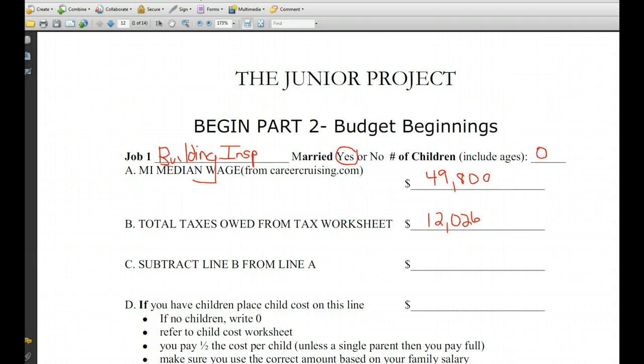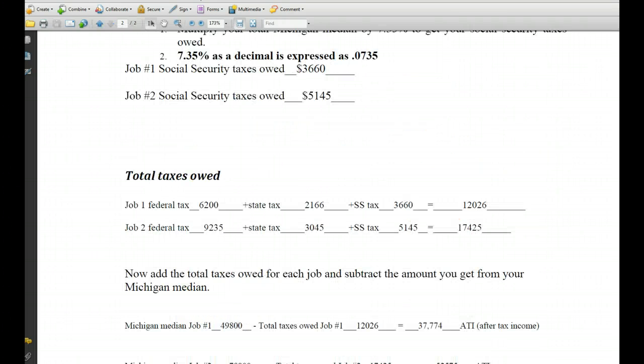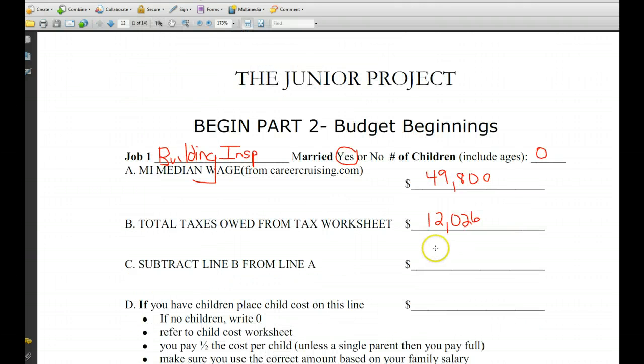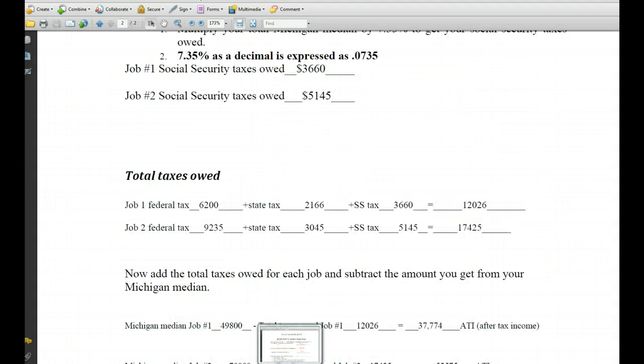12,026. It tells me to subtract line B from line A. Well, you've already done that. So my ATI is this, 37,774. I want to make sure I have it right: 37,774.